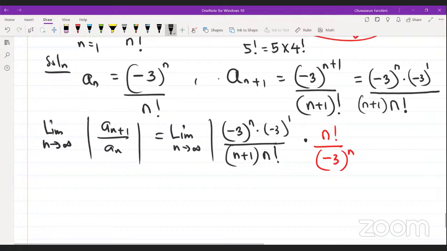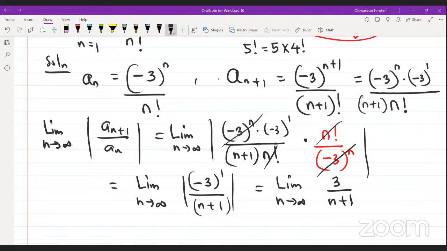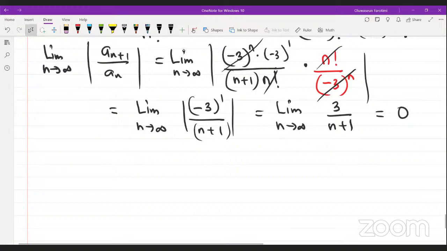Yes. Cool. This guy takes off this guy, right? This guy takes off this guy. So what are you left with? You're left with limit as n goes large, negative 3 to the power of 1, right? Divided by n plus 1. But think about it, guys. Absolute value of negative 3 to the power of 1 is negative 3. But what does the absolute value do? It's going to take rid of the negative sign. Talk to me. What is this limit? 0. So now my L is 0.